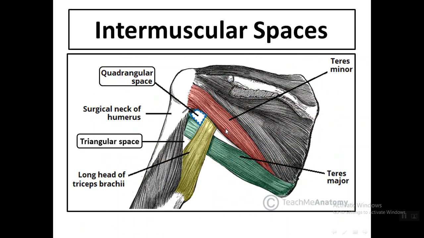The arrangement of this muscle, with teres minor, teres major and the long head of triceps with the shaft of the humerus, will form spaces. This one is called the quadrangular space, another one is called the triangular space, one that is lateral and one that is medial. This space is called the triangular space, bounded by teres major, long head of triceps, and the shaft of the humerus. Through these spaces certain nerves and blood vessels will pass. There are arteries and nerves that will pass through these spaces.